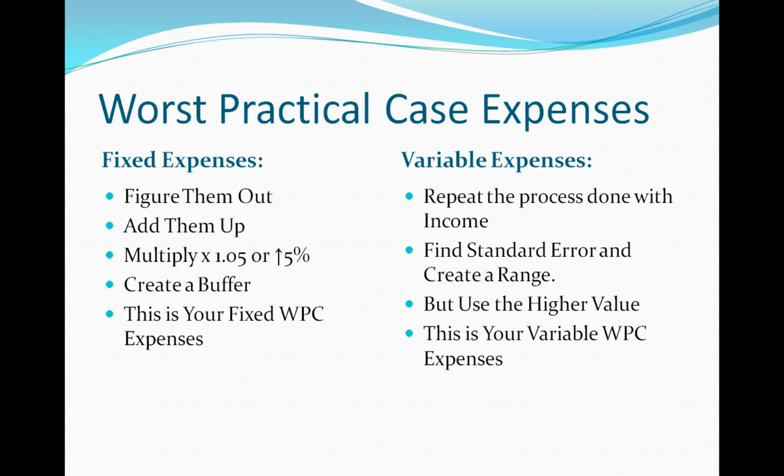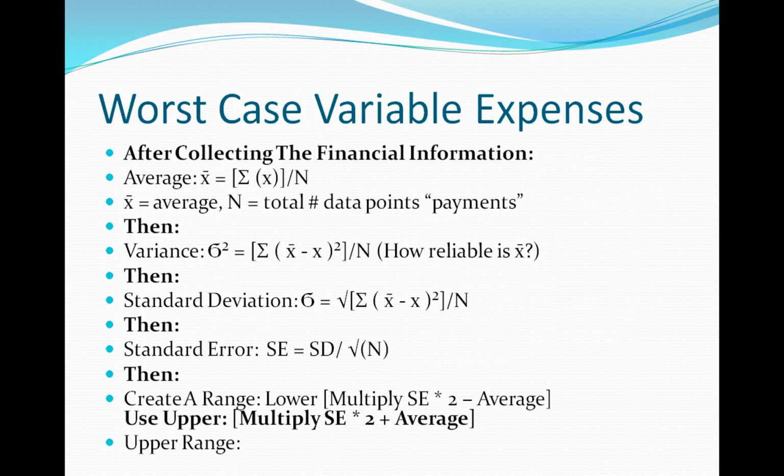Now, once you figure that out, the next thing you're going to do is figure out your worst practical case variable expenses. For this one, you're going to repeat the process that you did for your income. So remember all the stuff we brought up from before. You're actually going to do that. The only difference is, instead of taking the lower bound, you're going to take the upper bound.